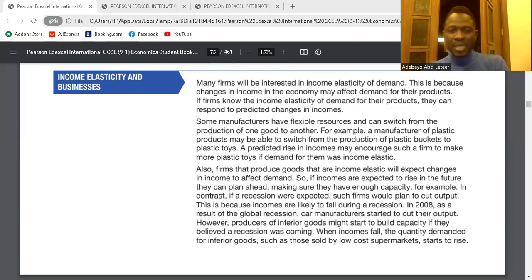For example, the manufacturer of plastic products may be able to switch from the production of plastic buckets to plastic toys. A predicted rise in income may encourage such a firm to make more plastic toys if demand for them was income elastic. Also, firms that produce goods that are income elastic would expect changes in income to affect the demand. So if incomes are expected to rise in the future, they can plan ahead, making sure they have enough capacity. In contrast, if a recession were expected, such firms would plan to cut output. This is because incomes are likely to fall during recession.